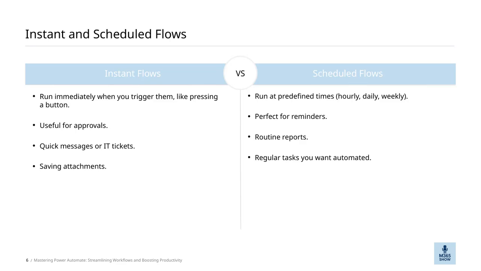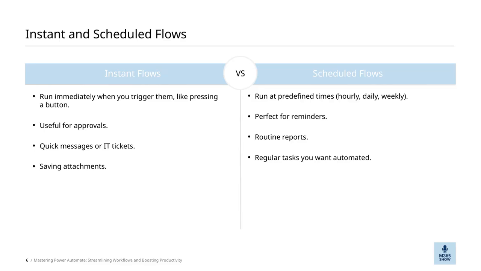Let's talk about instant and scheduled flows in Power Automate and how they can really help us streamline our work and boost productivity. Starting with scheduled flows, these are designed to run at predefined times, so hourly, daily, or weekly. They're perfect for things like sending reminders, generating routine reports, or handling regular tasks that you want automated without manual effort. It's like setting a timer so your workflows happen automatically when needed.